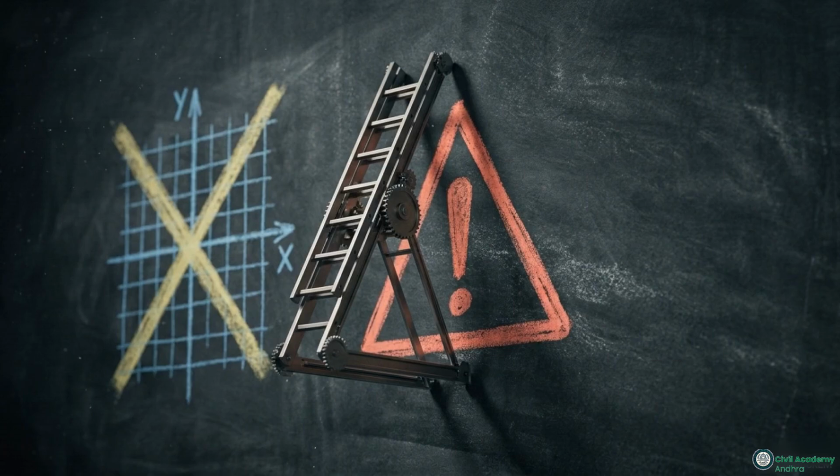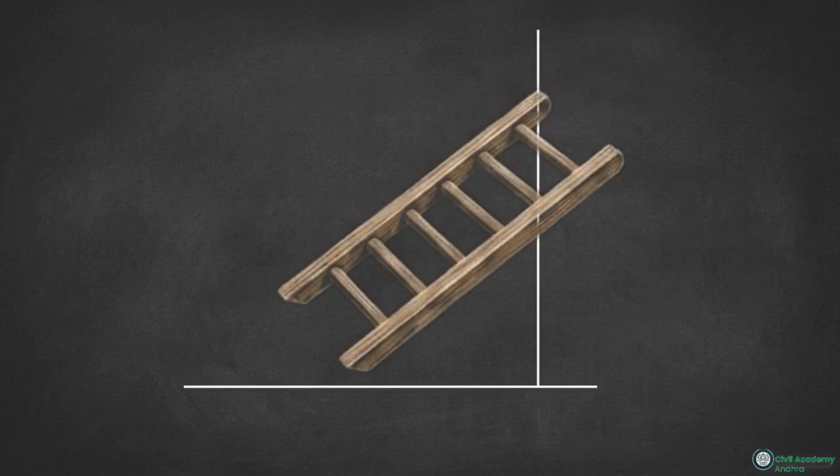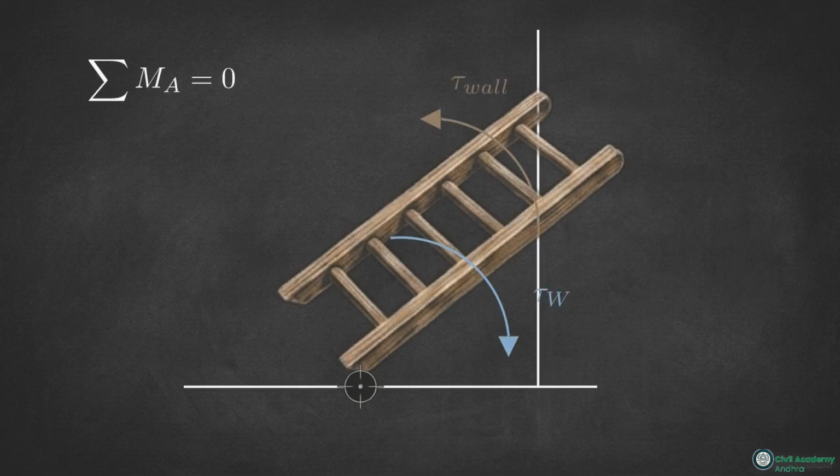Because these forces are non-concurrent, establishing translational equilibrium along the x and y axes is no longer sufficient to determine when the ladder will slip. We have to introduce rotational equilibrium. By setting a pivot point at the base, we calculate the sum of the moments, balancing the downward clockwise torque against the upward counterclockwise torque from the wall.